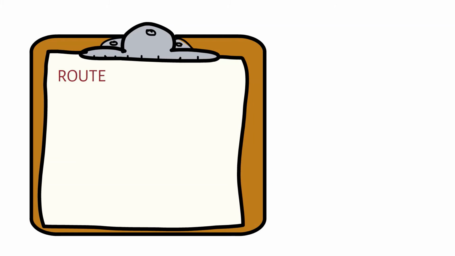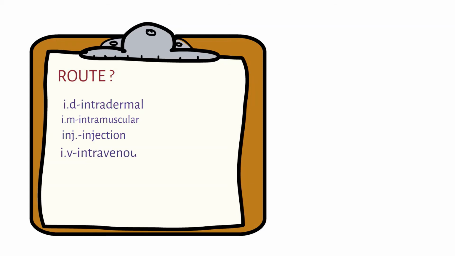When it comes to the route of administration, this is also included in the prescription. When it's ID, it's intradermal and should be given intradermally. IM means it should be given intramuscularly. INJ just stands for injection, meaning it should be given as an injection. IV is intravenous. IT is intrathecal, which is an injection into the spinal cord. IP is intraperitoneal, which is injection into the abdominal cavity, and SC is subcutaneous. These are some of the routes that you can find in a prescription.